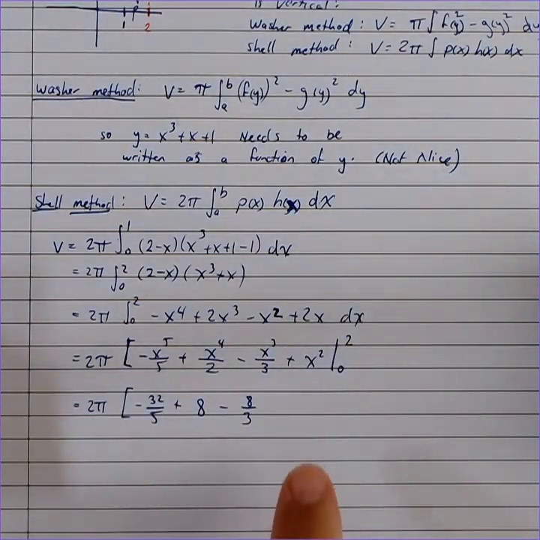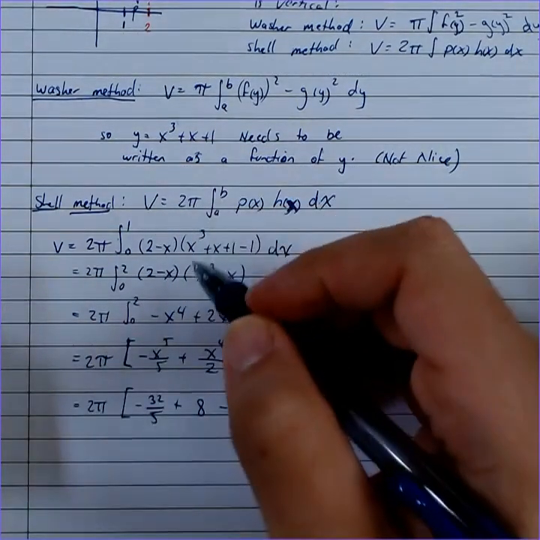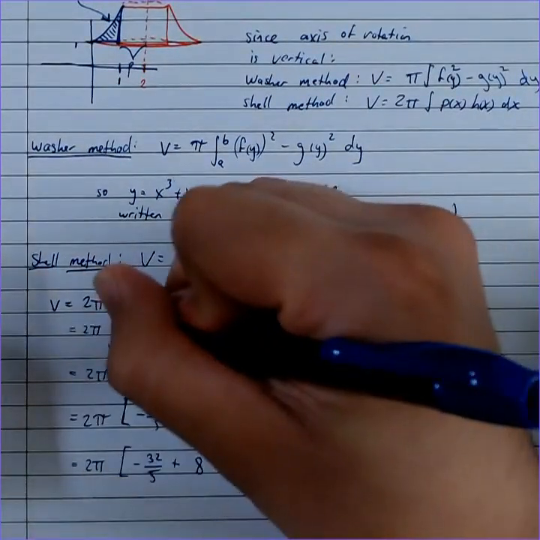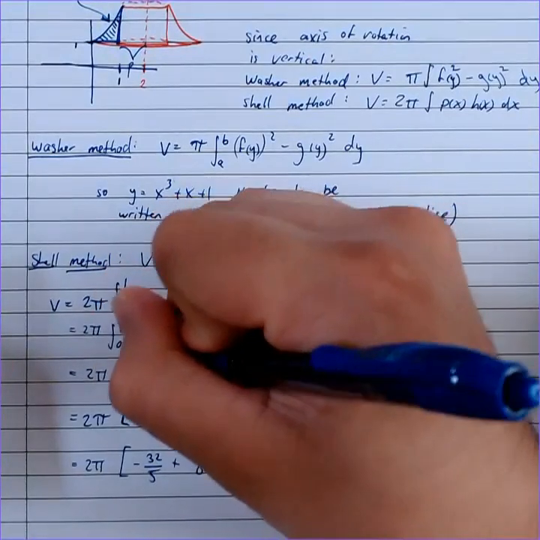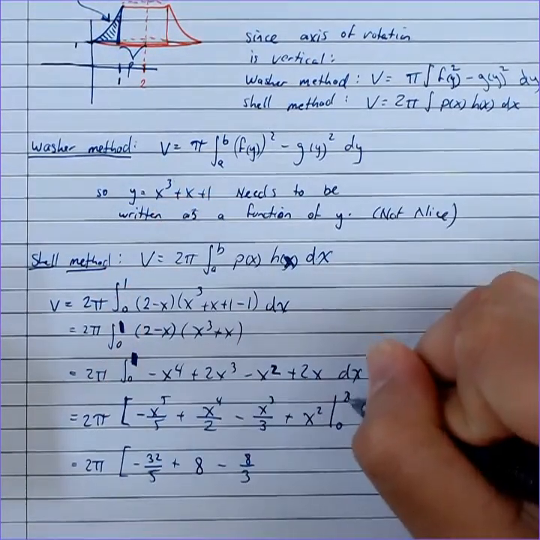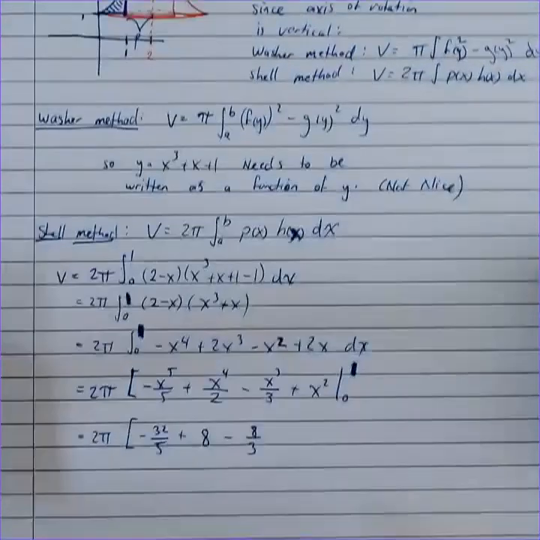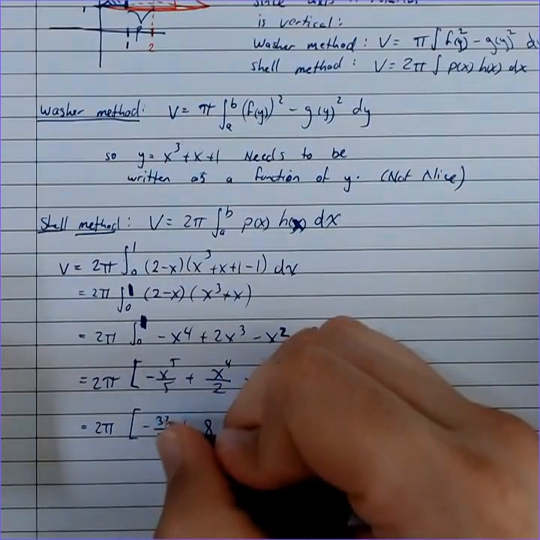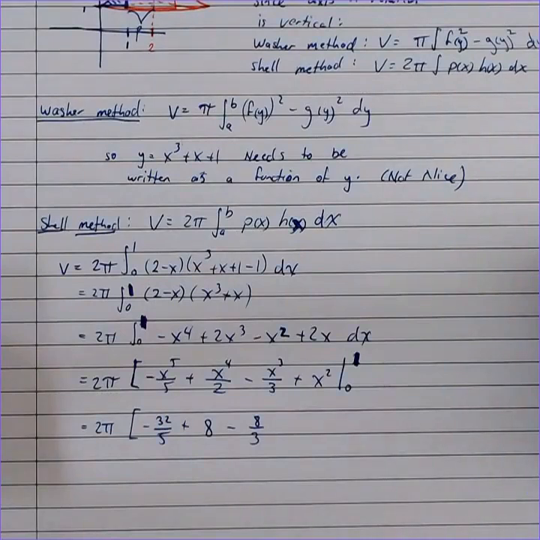Let's see here. Oh, my apologies. How did that become the number 2? It was from 0 to 1. I don't know how that became the number 2. There we go. So I'm plugging in the wrong number here. 1 to the fifth power is just 1. In fact, all of those are just 1, aren't they?